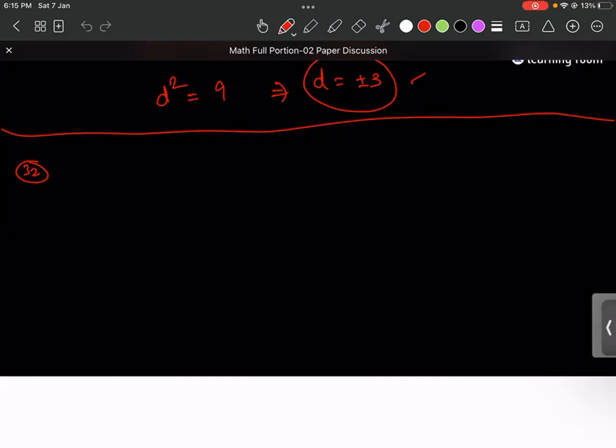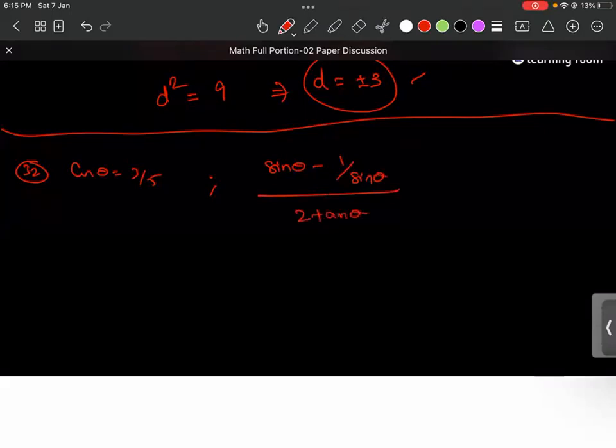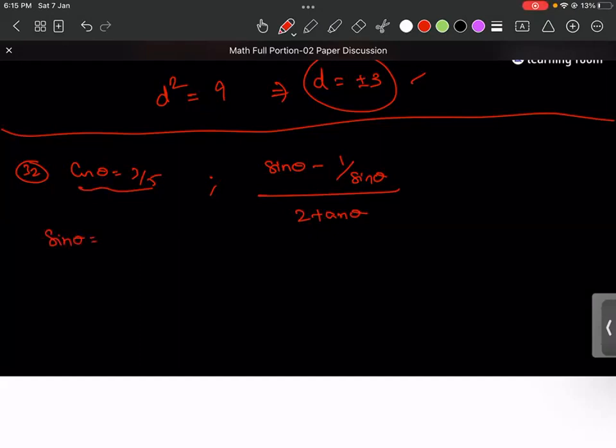Read it now. If cos theta is equal to 3 by 5, find the value of (sin theta minus 1 by sin theta) the whole divided by 2 tan theta. That's it. See, cos theta is 3 by 5 now, but sin theta, I'm not even drawing the triangle. By now you should have got. So 1 by tan theta. Okay, correct type of question.